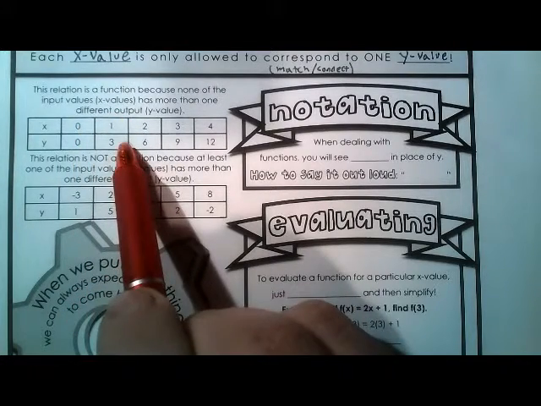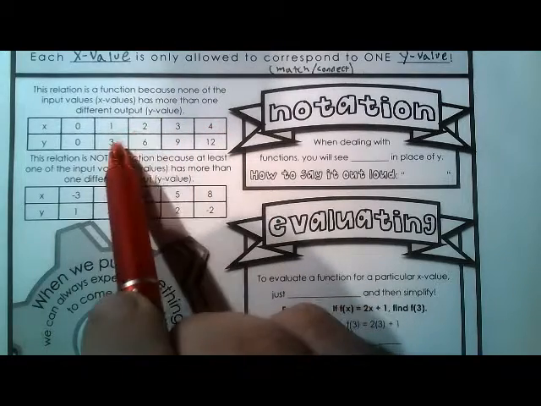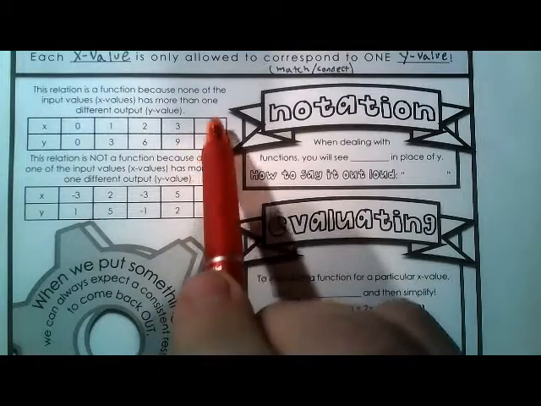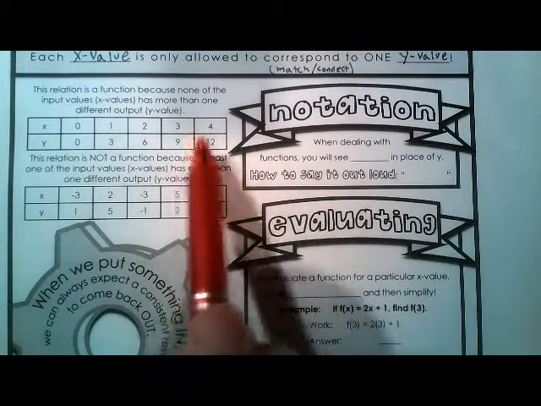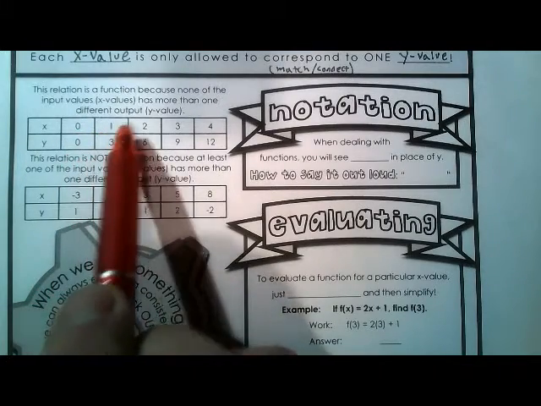1 goes to 3. Does 1 go to any other number? Right? 2 goes to 6, nothing else. 3 goes to 9. 4 goes to 12. Okay? So this is a function because all these x values only have one y value that they go to.